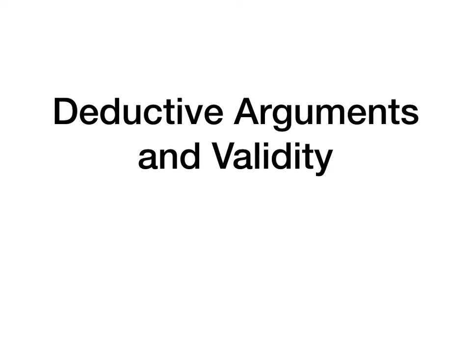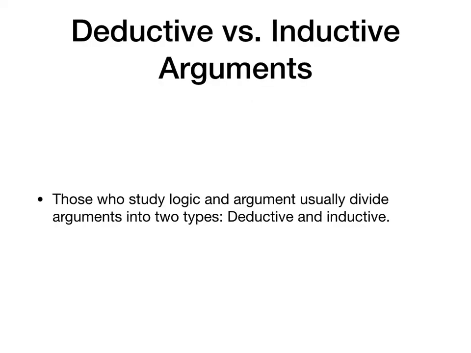So the first thing we need to do, though, is to talk about the different kinds of arguments. We're going to focus on deductive arguments in this class, but it's good just to know what a deductive argument is. It's good to talk about the other kind of argument, right? Those who study logic and argument usually divide arguments into two types: deductive and inductive. Some people will divide them into more.